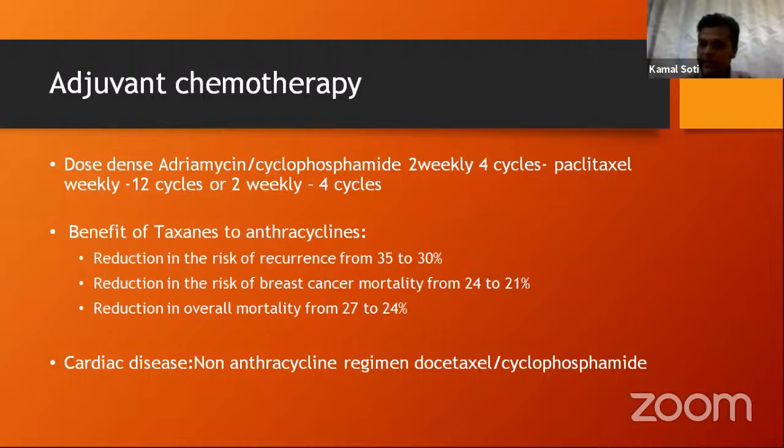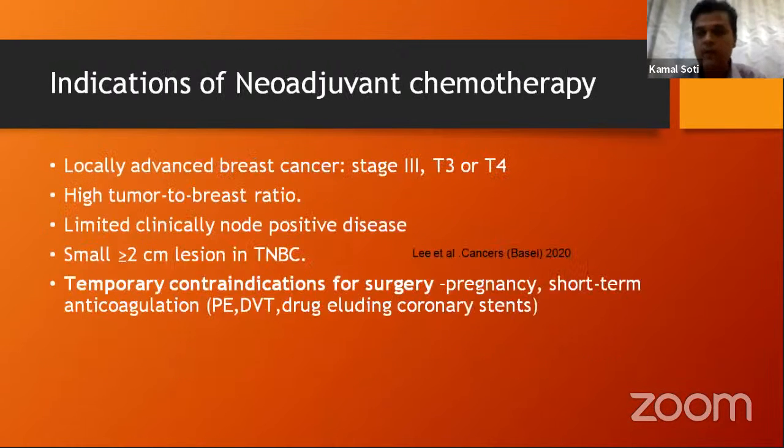When the patient has cardiac issues, then it is better to avoid anthracyclines in view of their side effects. So we can choose docetaxel and cyclophosphamide instead. As I mentioned in the initial slides, there are two schools of thought: either giving chemotherapy first and then going for surgery, or doing surgery and then going for chemotherapy.